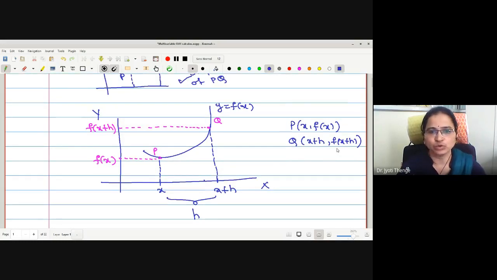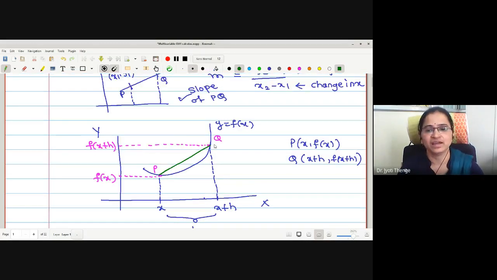The two points we have found. Now let me join the two points by a straight line. If it looks like a straight line, it is okay. If not, you have to assume that it's a straight line.